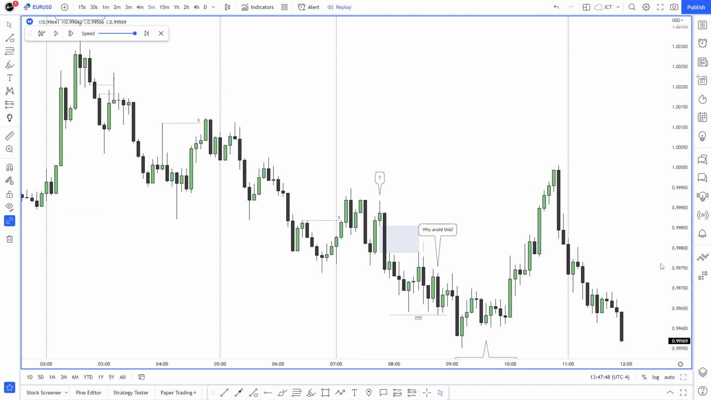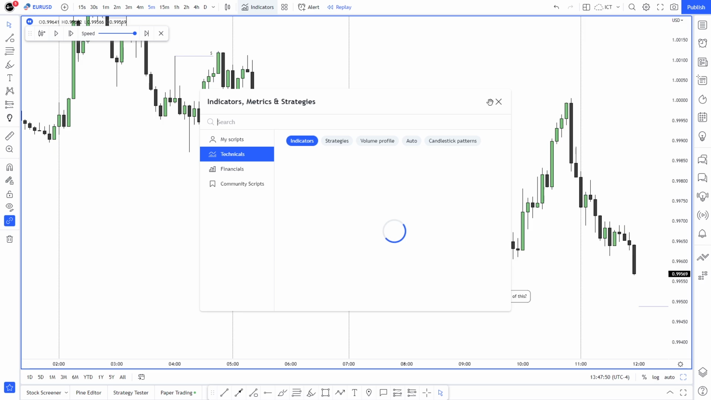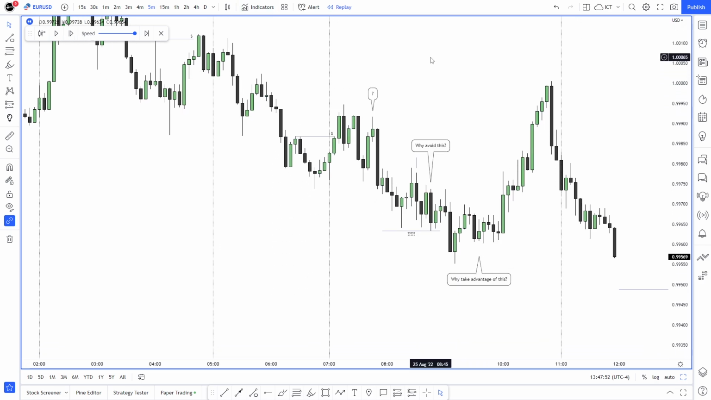All right, so here, why would I avoid this price action? We don't have a random buy side liquidity. We don't have the 5-minute creating a displacement and a market shift by creating a fair value gap. We don't have anything. We don't have what I would call step 1. We don't have what I would call step 2. We literally don't have anything.